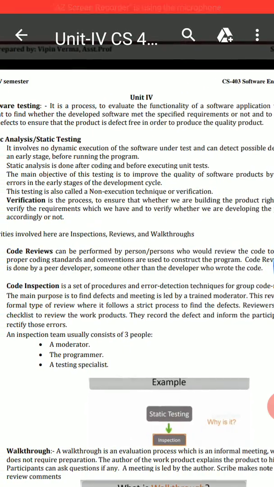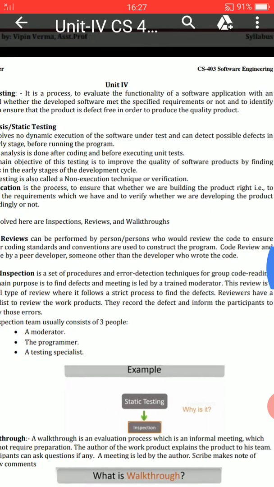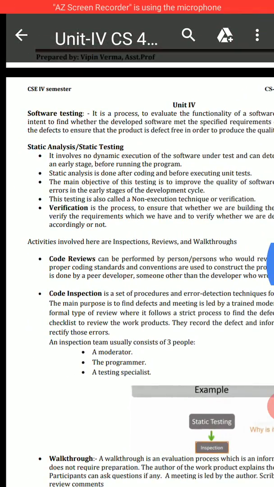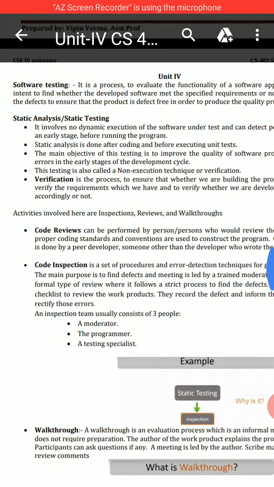So to verify the requirements which we have and to verify whether we are developing the product accordingly or not. Static testing, or static analysis, is all about the processes involved to test the software development process or the product without executing the code. Now, what are the activities involved in static analysis or static testing methodologies?